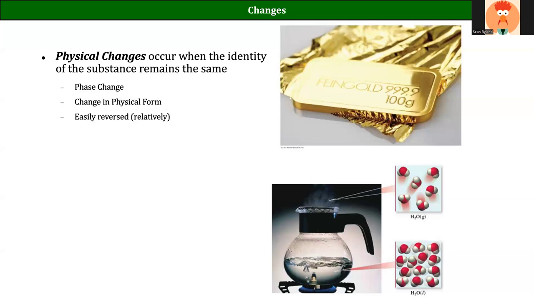You can take that gold foil and just melt it and recast it to get the gold nugget or the gold ingot back. Phase changes are physical changes. All that's happening is you're giving the different molecules more energy so that they're not staying stuck to each other. They're moving around on their own.